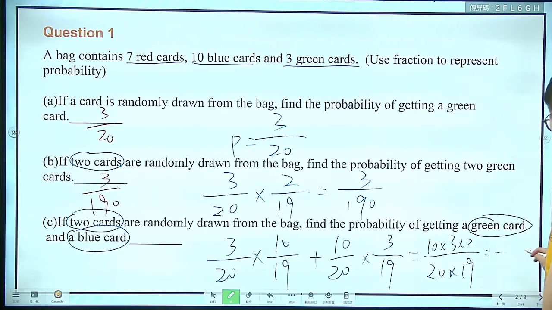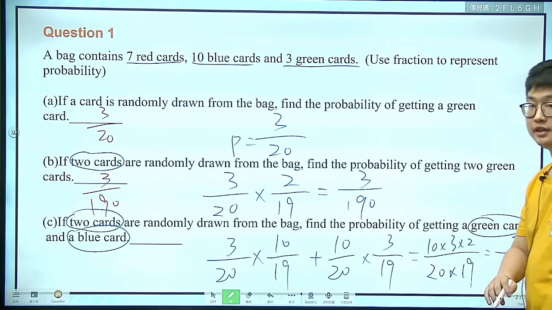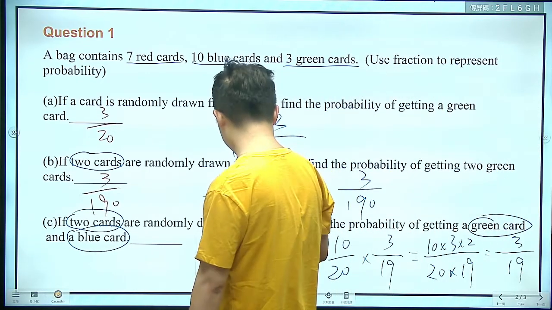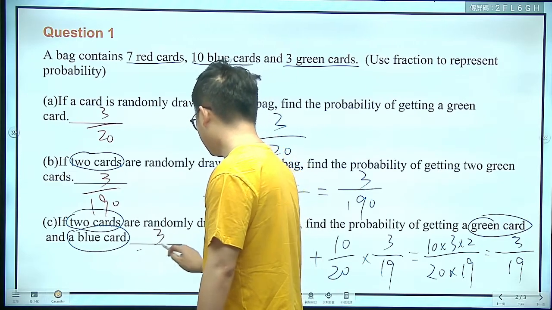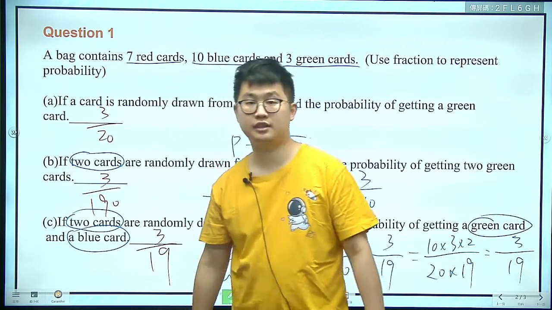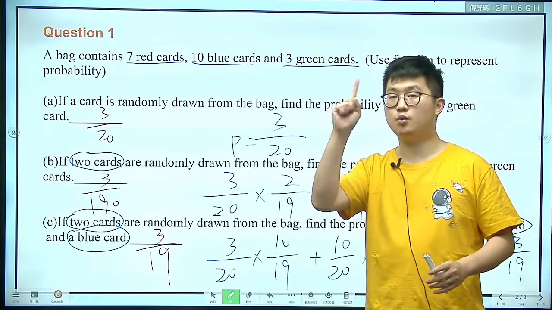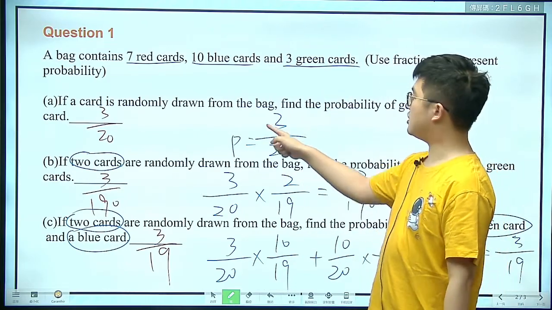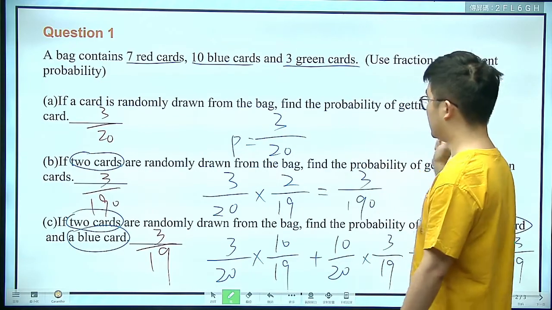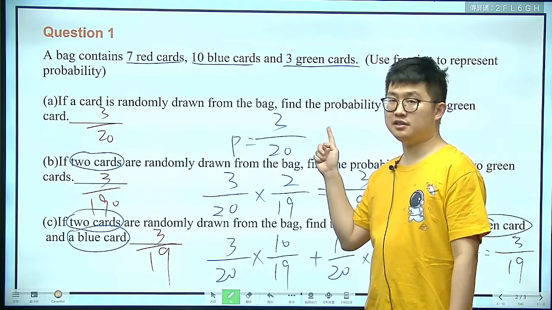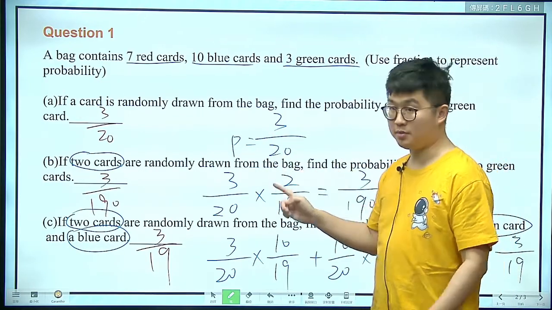And it would be 3 over 19, all right? This is the probability, 3 over 19. All right, so we know that if there's only one step, we just put all the possibilities of what we want and divide it by all the possibilities.